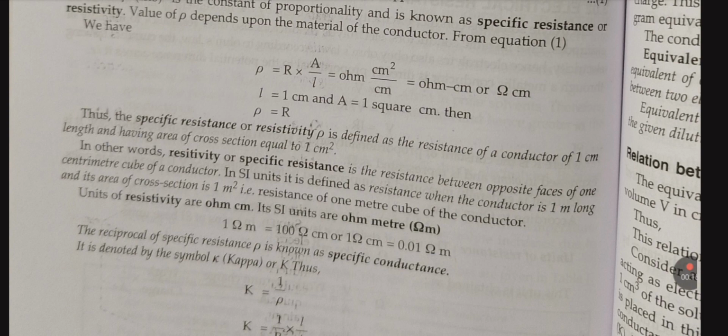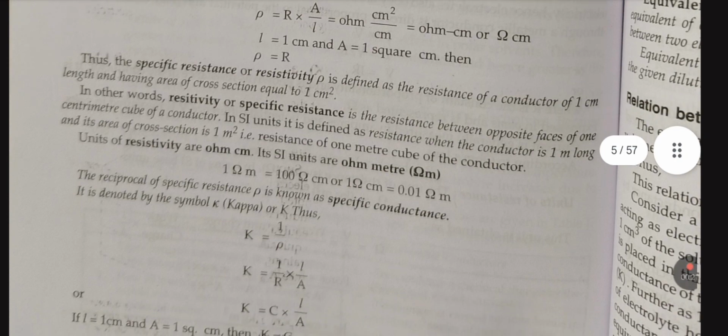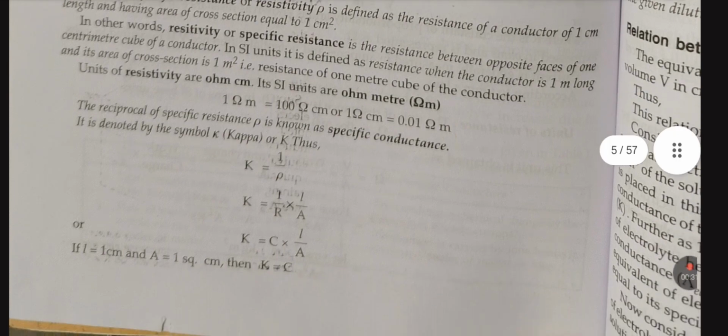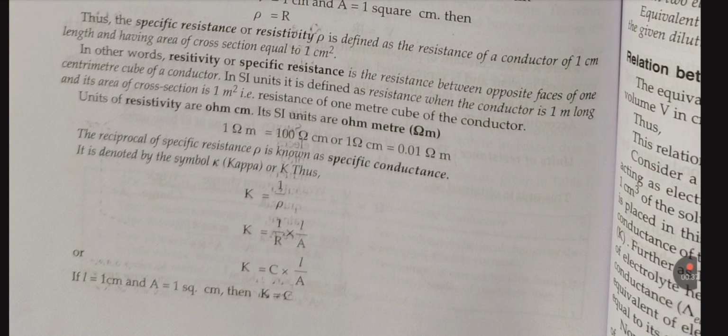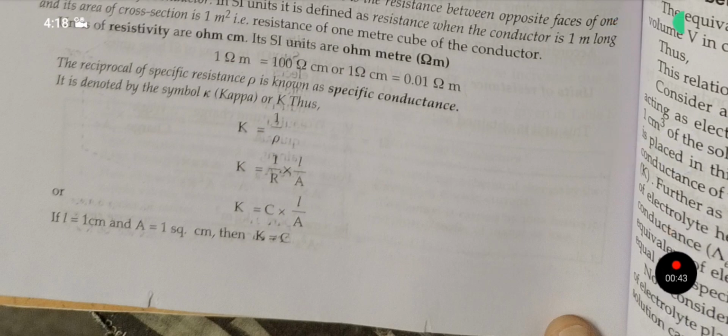If L is 1 centimeter and area is 1 square centimeter, then rho will equal R. The specific resistance or resistivity is defined as the resistance of a conductor of 1 centimeter length and having area of cross section equal to 1 centimeter square. In other words, resistivity or specific resistance is the resistance between opposite faces of a 1 centimeter cube of a conductor. The unit of resistivity is ohm centimeter. Its SI unit is ohm meter. 1 ohm meter is equal to 100 ohm centimeter, or 1 ohm centimeter is equal to 0.01 ohm meter.